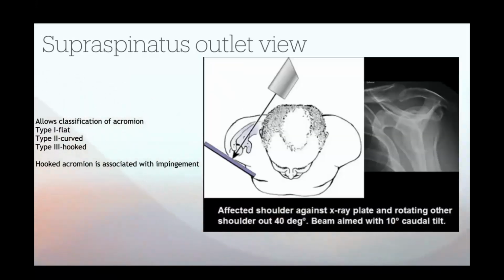Then is the supraspinatus outlet view. Here, the patient is made to stand straight. The collimator is placed at the shoulder. This is angulated at 15 degrees, and the beam is fired straight on. This is used to pick up the types of acromions. You can have the flat, curved or the hooked one, and associated impingement.